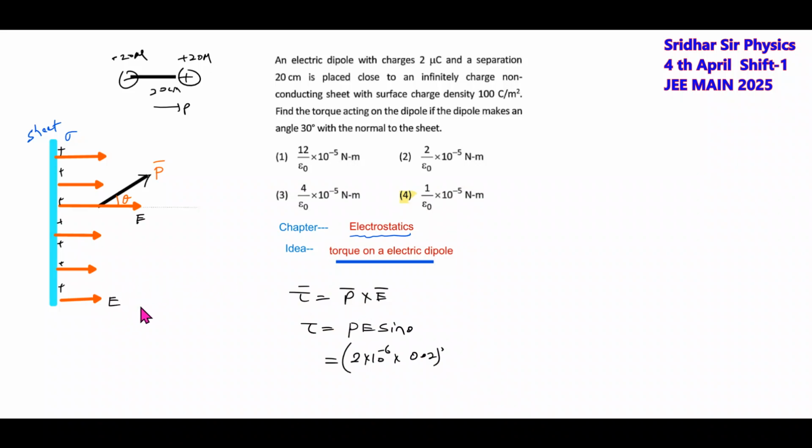Electric field strength. What is the electric field strength formula? Sigma by 2 epsilon naught. Surface charge density 100 coulomb, divided by 2 epsilon naught, will be 50 by epsilon naught. Then sin theta, the angle between them, is √3 by 2. Sin 30 degree is 1 by 2, only 1 by 2.